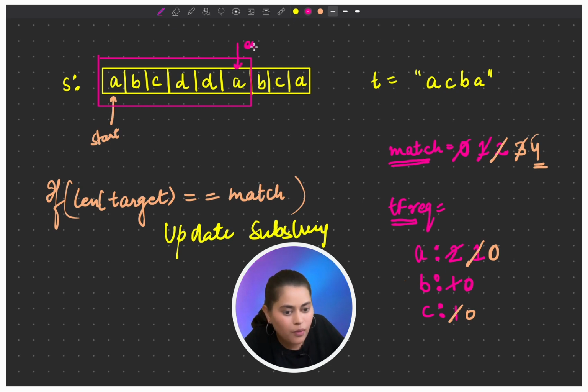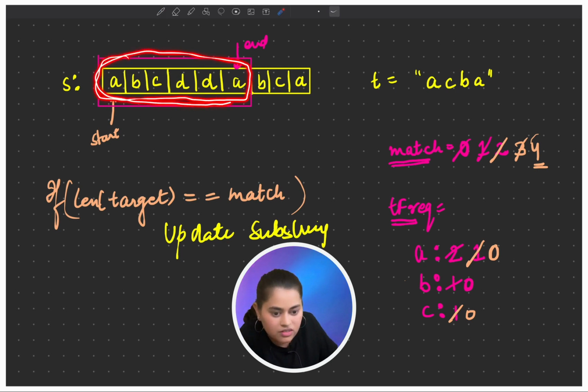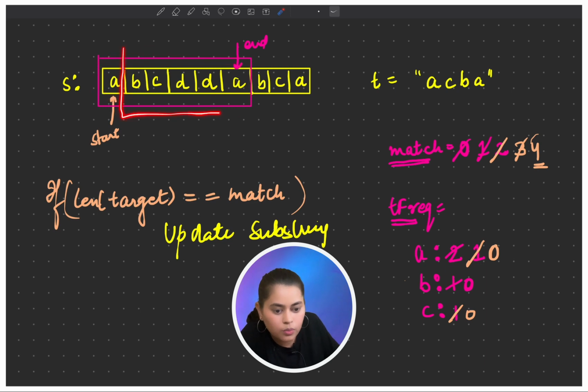Since our end pointer is at this point, now there might be a possibility that we can get a smaller window with all the occurrences of target string, right? So now we'll start shrinking our window. Let's try to shrink the window. So we have A, right? So when we are shrinking our window, currently the window is this. Currently our window is this, right? And we want our window to be this.